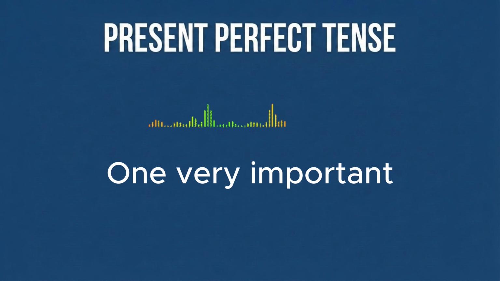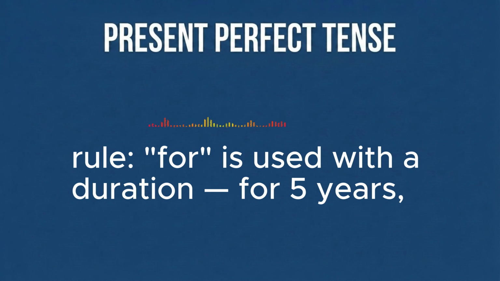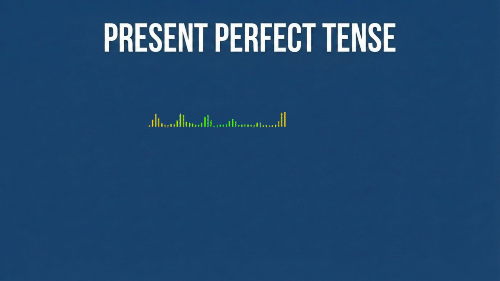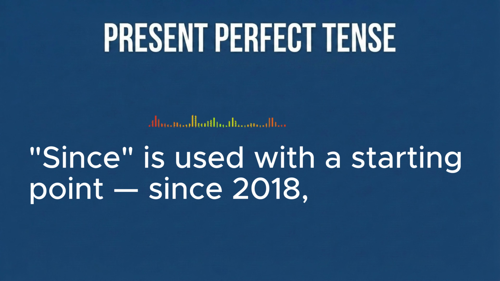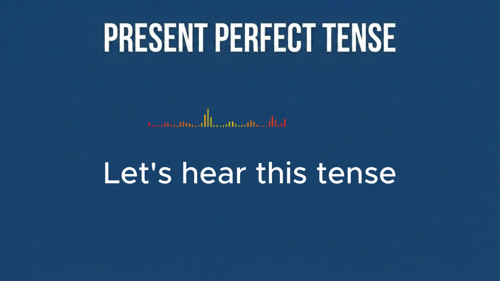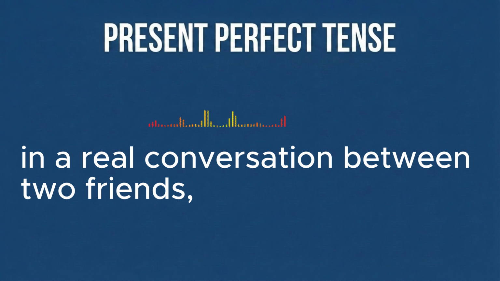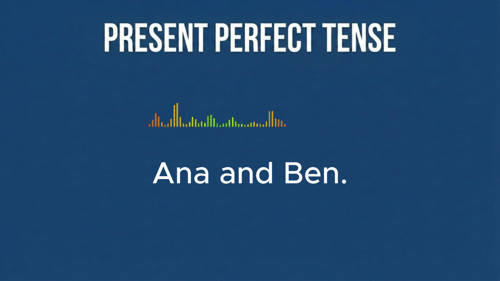One very important rule. For is used with a duration. For 5 years, for 2 hours. Since is used with a starting point. Since 2018, since Monday. Let's hear this tense in a real conversation between 2 friends, Anna and Ben.